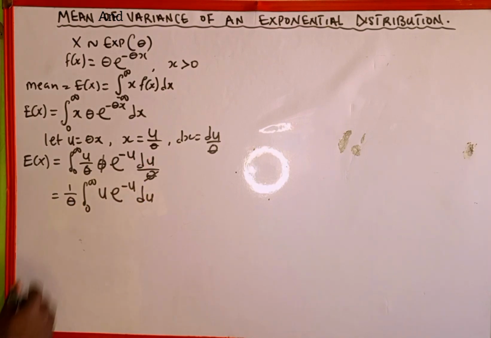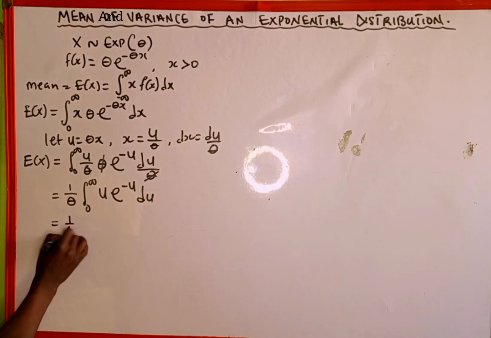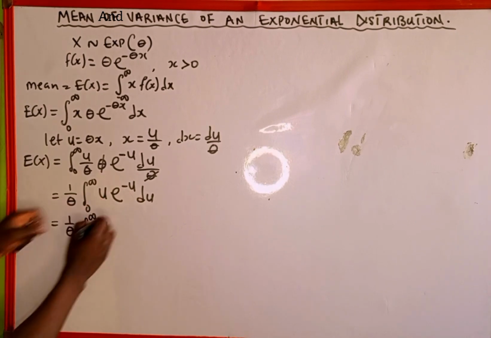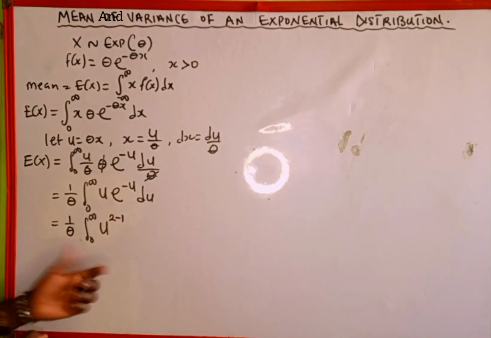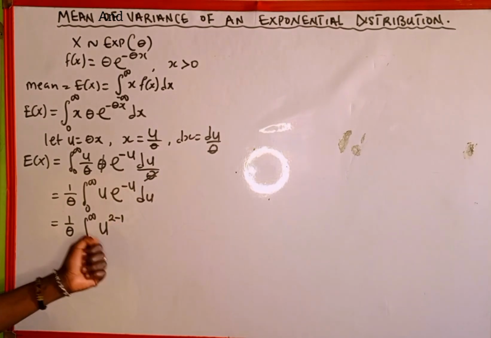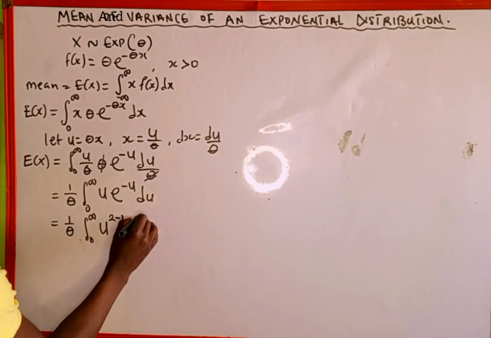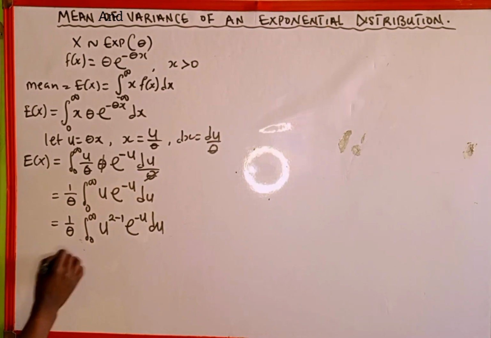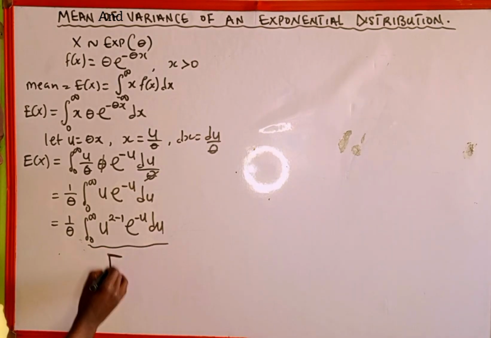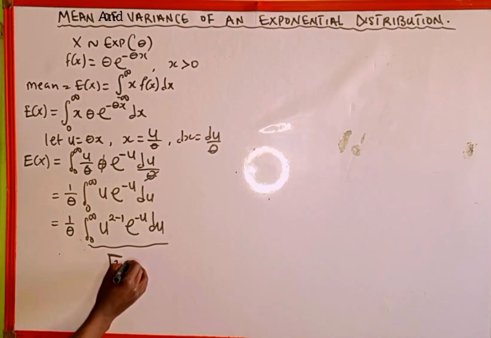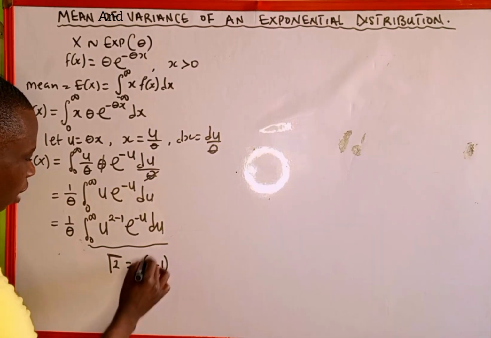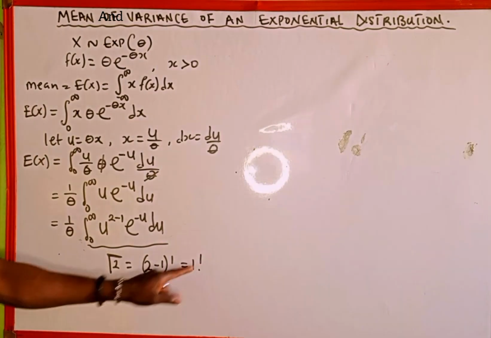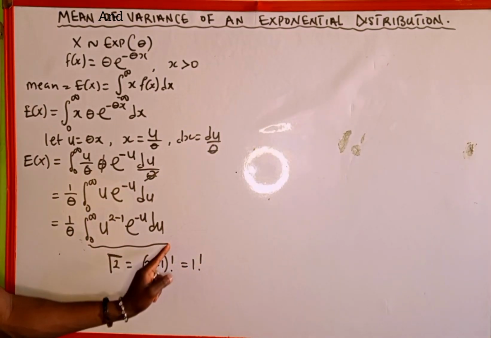But the whole of this can also be written as 1 over theta, integral from 0 to positive infinity, of u to the power of 2 minus 1, which gives us u to the power of 1, which is the same as u, then e to the power minus u du. The whole of this is called gamma of 2. And gamma of 2 is the same as 2 minus 1 factorial, which is 1 factorial, and 1 factorial is 1. Therefore, the whole of this is the same as 1.